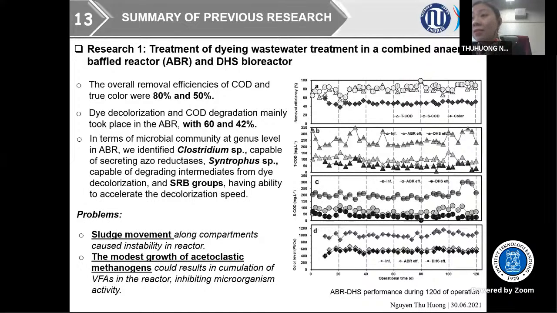In terms of treatment performance, in general, the system has demonstrated potential in the treatment of textile dyeing wastewater. The total efficiency of the whole system was 80% and 50% for COD and true color, with a total processing time of 23 hours. The COD and color treatment mainly took place in the ABR, more specifically in the first column. Also, in this first column, we discovered the predominance of some microorganisms that have been reported to participate in dye degradation, such as Clostridium or the SRB group, the sulfate-reducing bacteria. Details of this study can be found in the first paper that I will attach on the last slide.